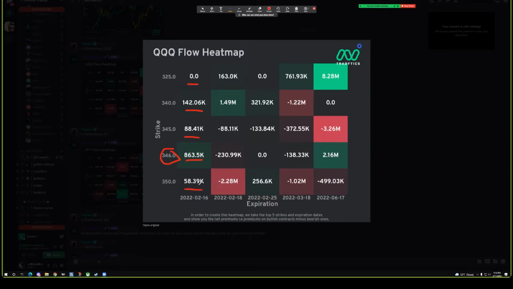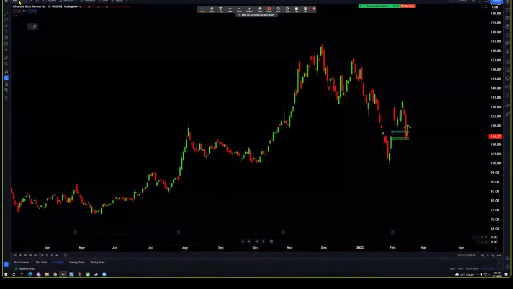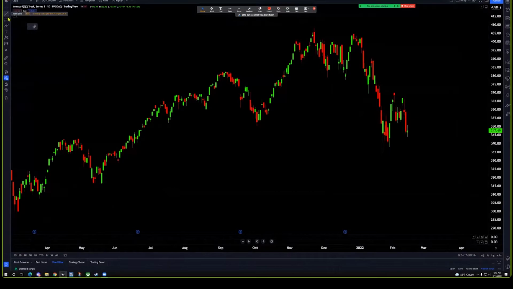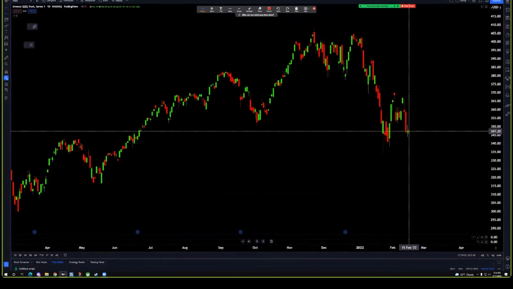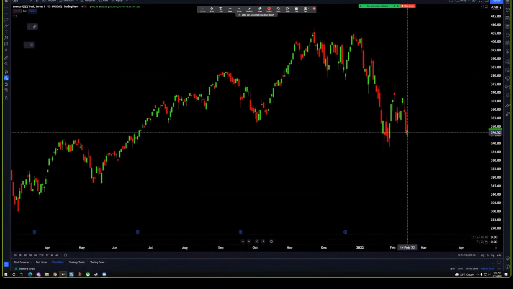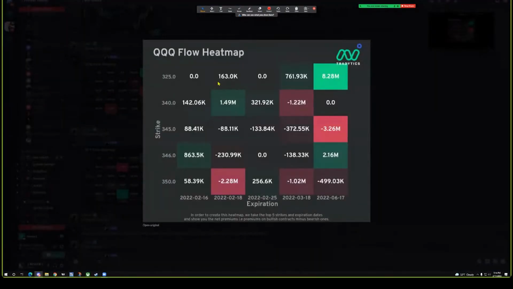So what you do is you go on your chart and you say, okay, I'm going to pull up TradingView, and then you search up QQQ, and you basically just draw a line there at 346, which is right around here. Just draw a line, that's all. Then you go back on the chart and you try to look for some other strikes.